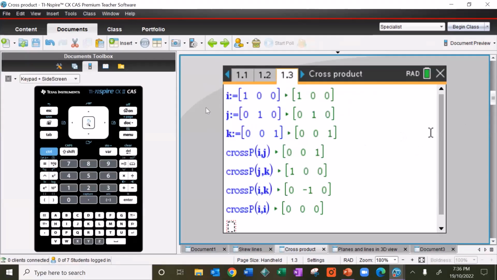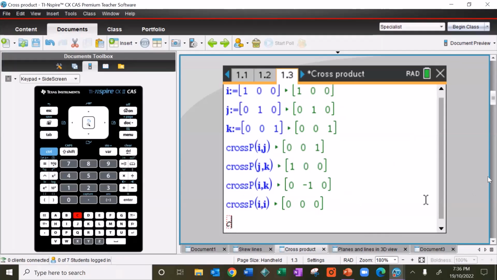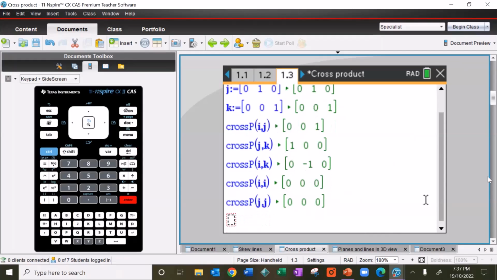We can also define our unit vectors, I, J, and K, and find the cross products I, J, which gives us the K unit vector. Cross product of JK gives us the I unit vector. Cross product of IK gives us minus J vector and so on. And of course, cross product of II or any cross product of JJ will be 0 because those vectors are parallel.